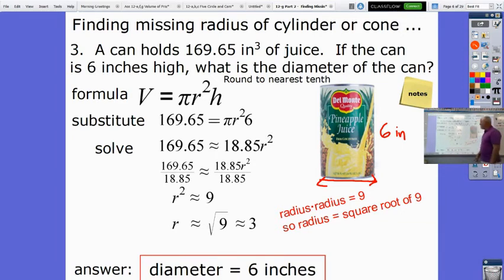2 times the radius. So be careful what the question is asking for if you are missing the radius or the diameter of a cone or a cylinder or a sphere. Okay, because all the formulas for all 3 of those shapes give you radius. They do not give you diameter, but you can always convert radius to diameter.